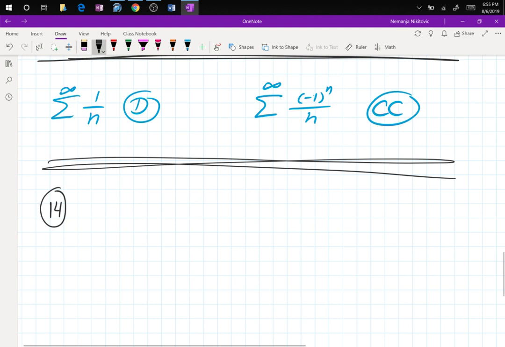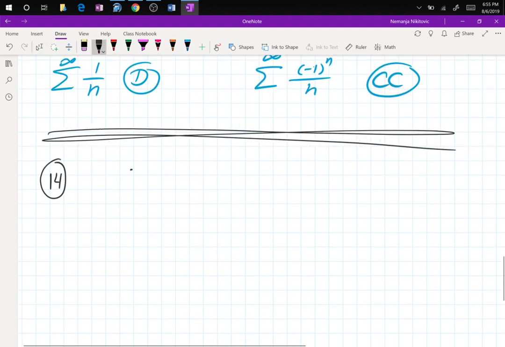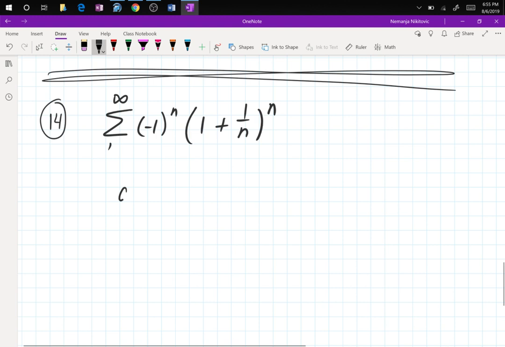Problem 14. Summation 1 to infinity, -1 to the n, 1 plus 1 over n to the n. Great. You immediately start with a_n is equal to 1 plus 1 over n to the n.